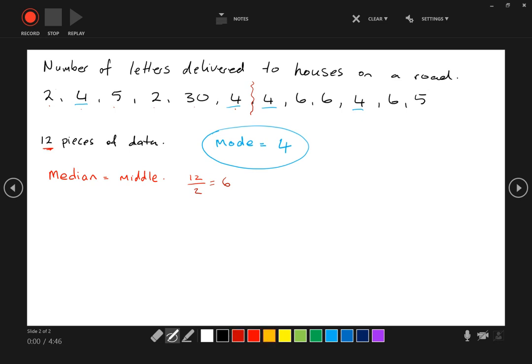Now I could also say, like the last time, scratch 1 from the front, 1 from the back, 1 from the front, 1 from the back, and continue like this.